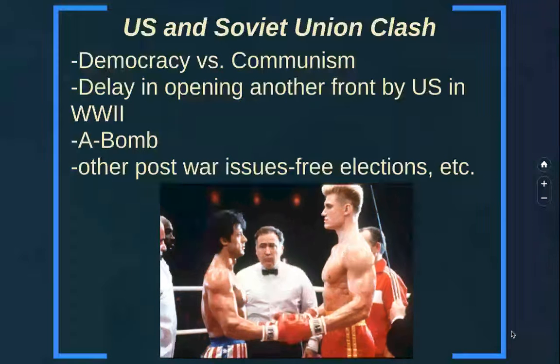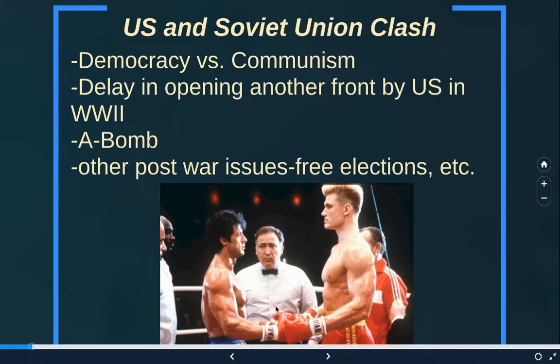And then after the war is over, the United States, Great Britain, and France believe that in this post-war world, Germany should have elections, and so should some of the other areas in Europe, and the Soviet Union doesn't want that. We're going to see that start to play out some tension there.